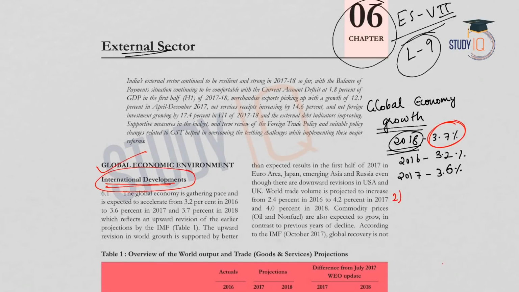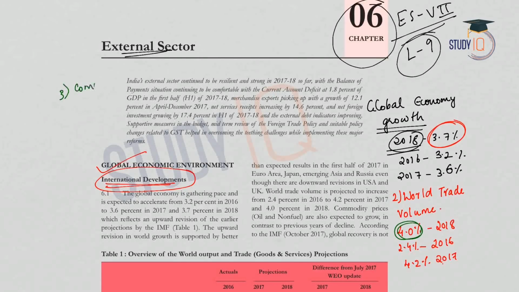Now, coming to the second factor, that is world trade volume. The world trade volume is expected to increase by 4% in 2018. In 2016, it was 2.4% and 2017, 4.2%. So, we will see a hike in the trade volume globally. And third factor, commodity prices. The commodity prices in the international market are also expected to grow. Now, considering all these factors, India has enormous scope in the external sector, especially with regard to exports.